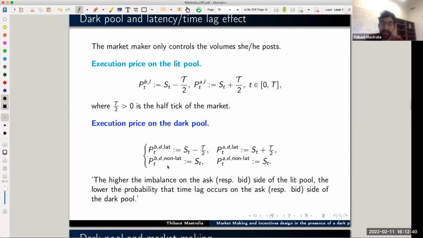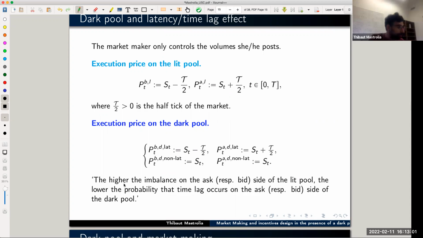So the tick is a constant? Yes, it's a constant, for example, 1 cent. Then here you are assuming the spread of the lit pool is always the tick? Yes, we assume that the spread is 1 tick in the lit pool. Okay. Yeah, it's an assumption that we take here.